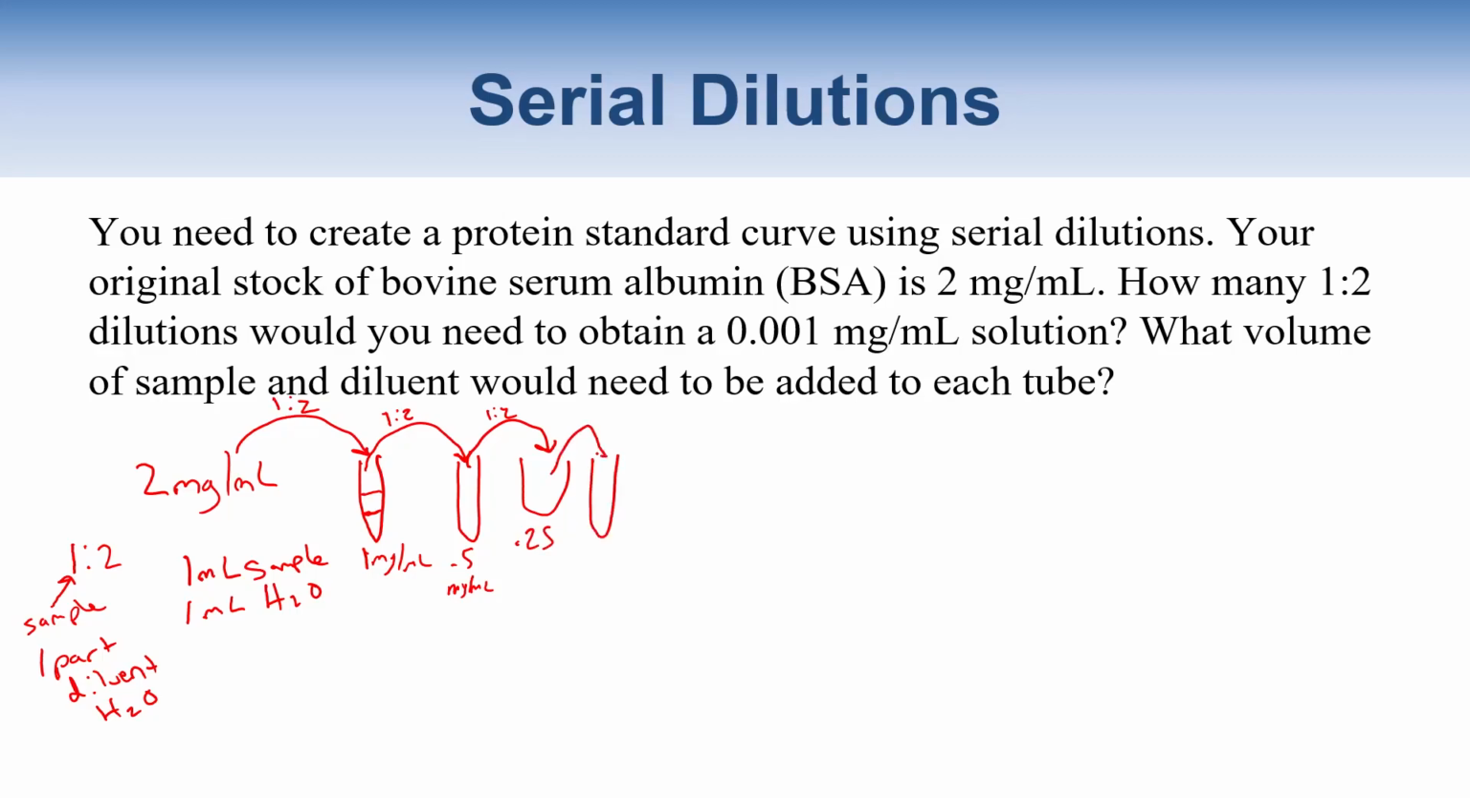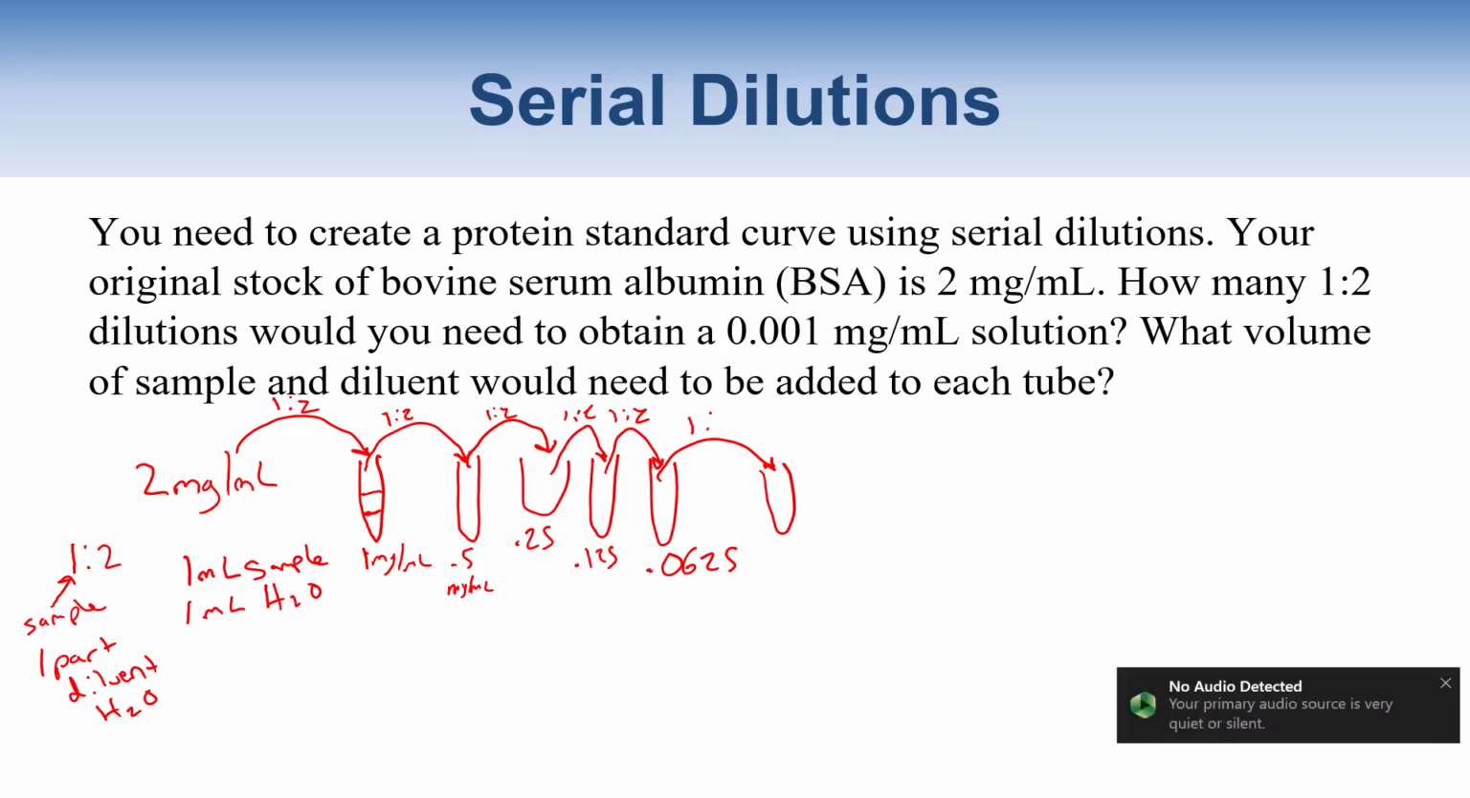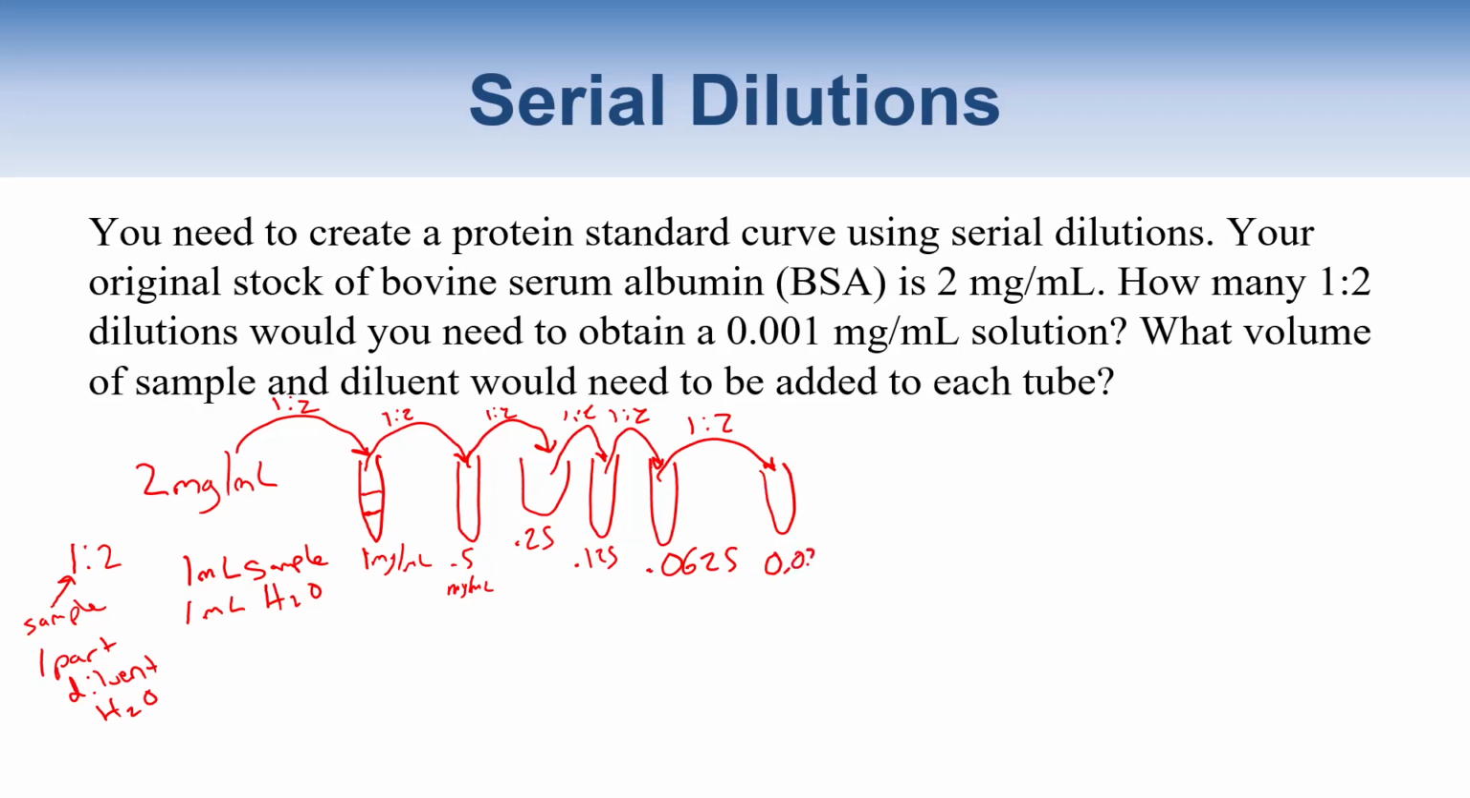Another one, 1:2, 0.125. Another one, another 1:2 dilution, divided by 2 is 0.0625. So we're going to have to do another one. And now we're at 0.03125.